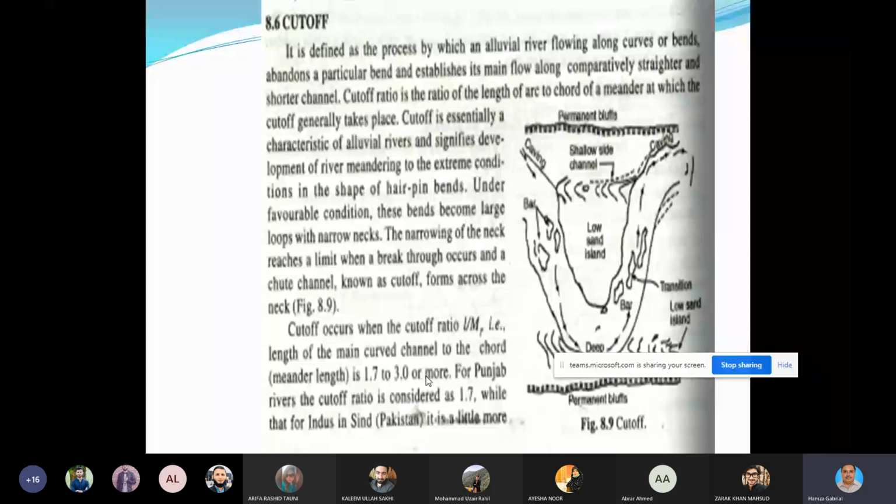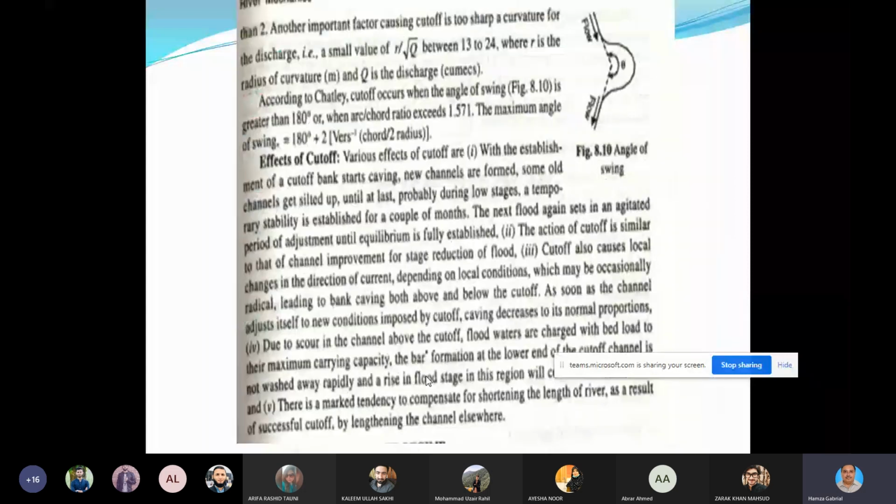While for the Sindh province, it is a little more. The cutoff ratio जो है वो ज़्यादा है. It is more than 2. So if the cutoff ratio is more than 2, then we can forecast that cutoff will be formed and oxbow lake will be occurring there.